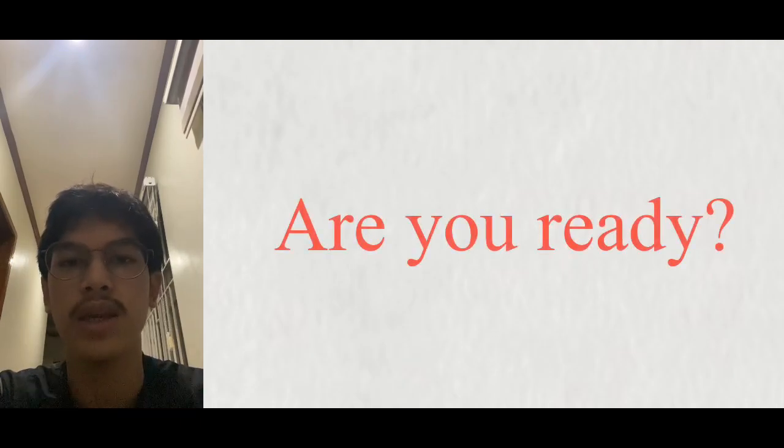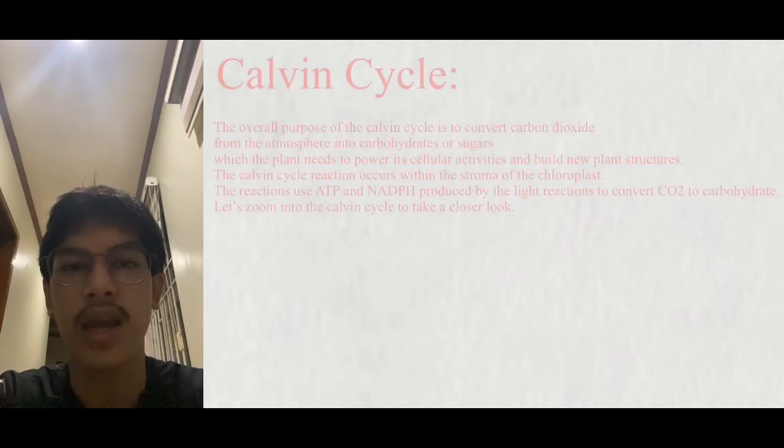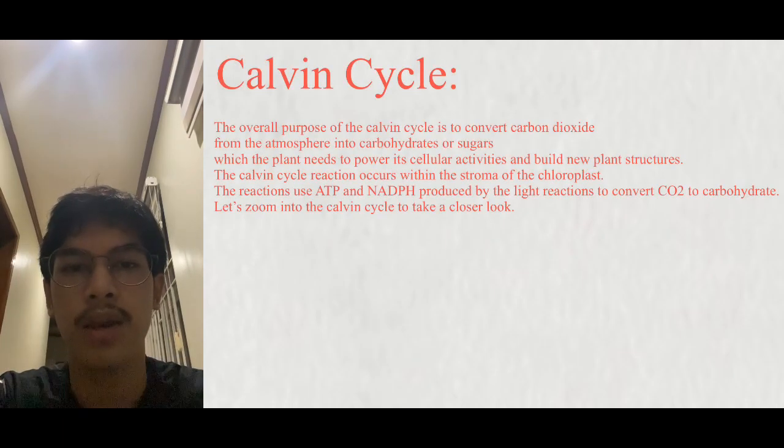Alright, are you ready? Let's get into the discussion of the Calvin cycle. The overall purpose of the Calvin cycle is to convert carbon dioxide from the atmosphere into carbohydrates or sugars, which the plant needs to power its cellular activities and build new plant structures. The Calvin cycle reactions occur within the stroma of the chloroplast. The reactions use ATP and NADPH produced by the light reactions to convert CO2 to carbohydrate.